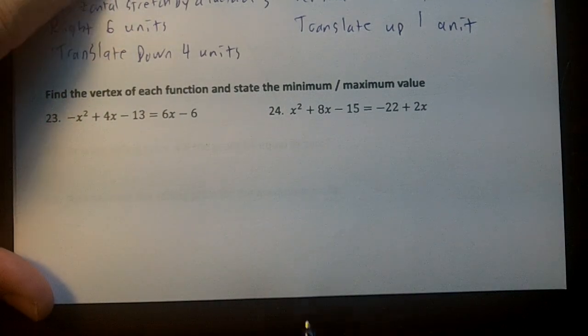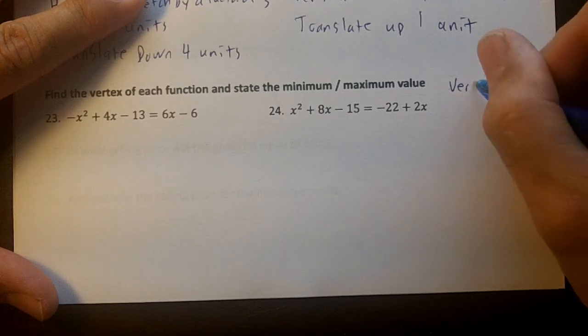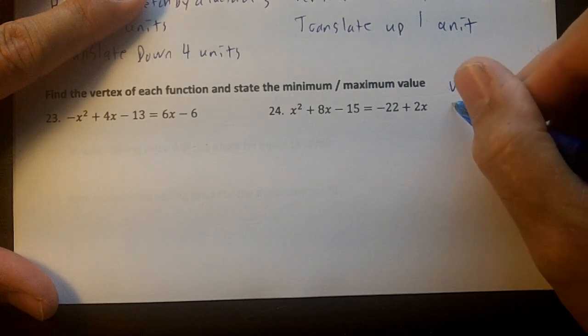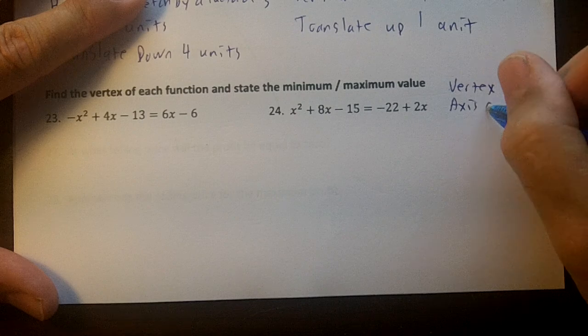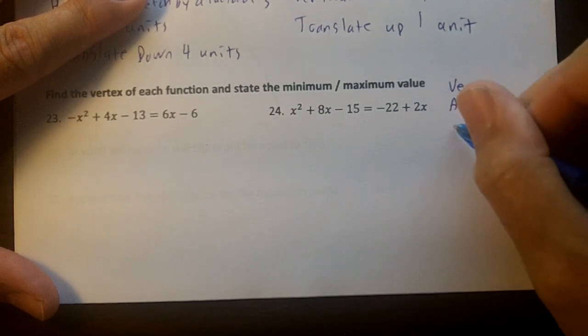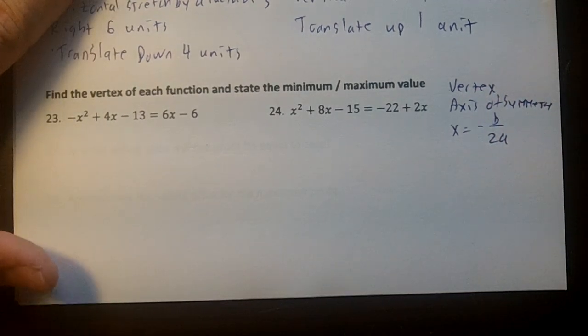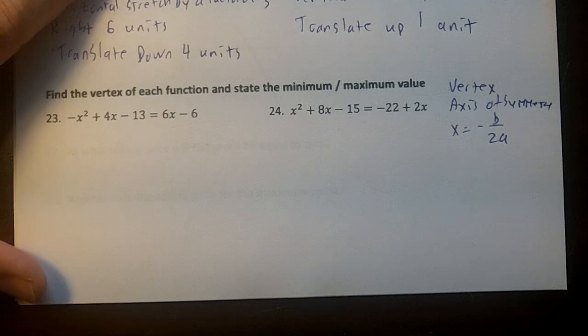Okay, find the vertex of each function and state the minimum or maximum value. The vertex formula is the axis of symmetry, and this is on your formula chart. It's x equals negative b over 2a. That's going to end up being my vertex formula there, isn't it?